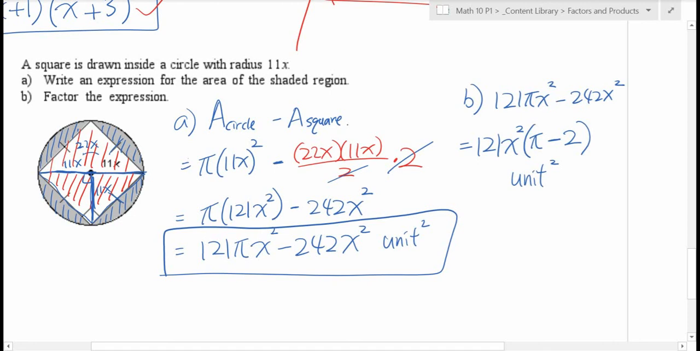So when you factor polynomial expressions, the very first step you should do is look for the common factor. And when you remove the common factor, you are dividing each term in the original expression by the common factor. Whatever you're left with, you put in the brackets, and that would be it.